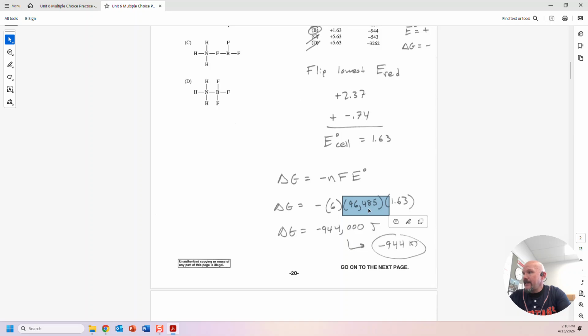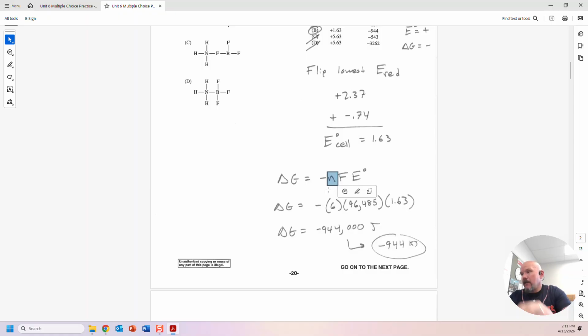F is a constant. It's on your formula sheet. It's equal to 96,485. Cell potential is cell potential. We just calculated it. It's 1.63. The only thing we need to figure out is what this n value is. Remember, n usually means moles of something. And in this equation, anytime it's an electrochemistry equation and it has n in it, it's moles of electrons.